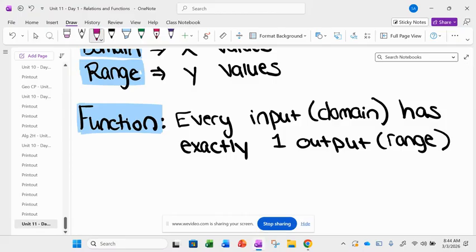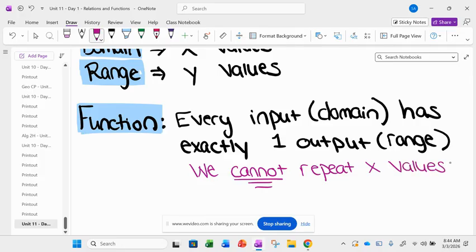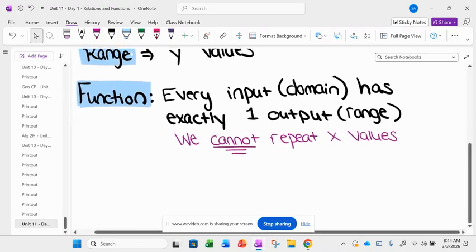Now, what does this mean? It means that we cannot repeat X values. What does that imply if I just say we cannot repeat X values? Can we repeat Y values? Yeah, we can repeat Y values. So how does this work?